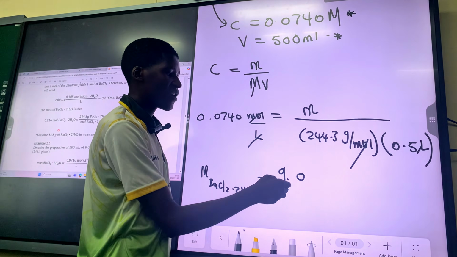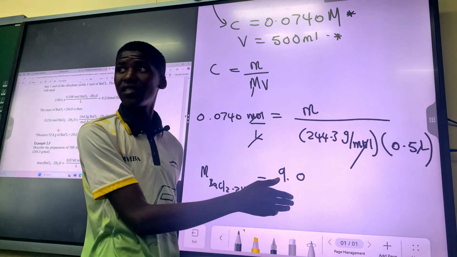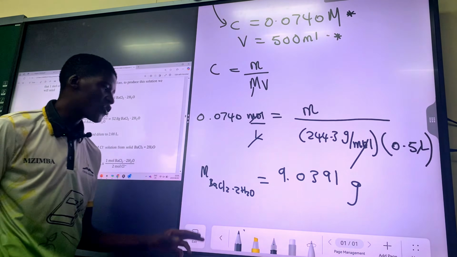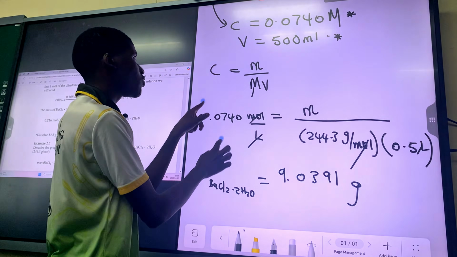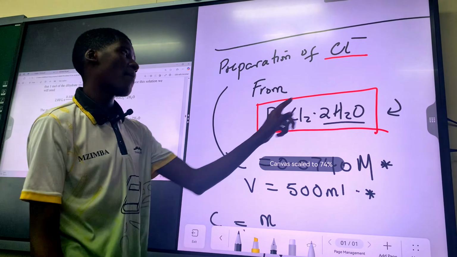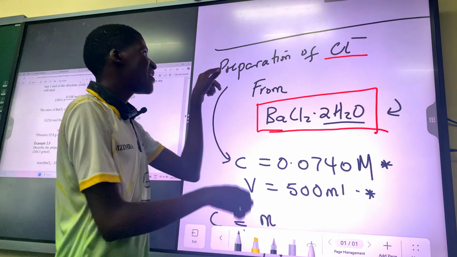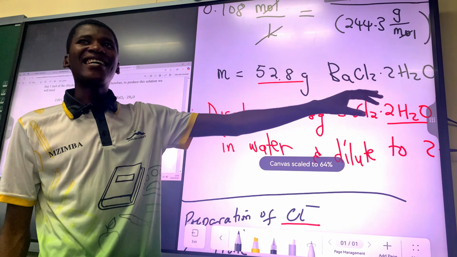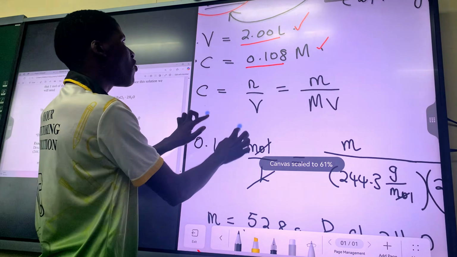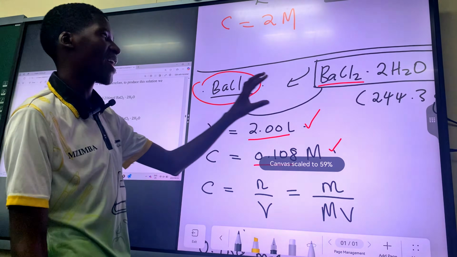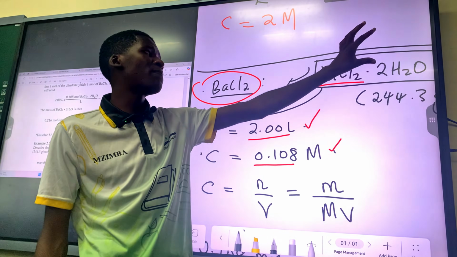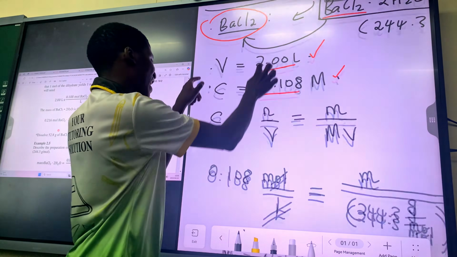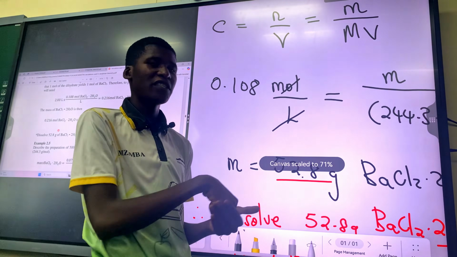9.04. Don't round it off as yet. 9.0391. It's fine. This is grams. But now, we are trying to prepare chloride ions. In the first example, we were trying to prepare barium chloride. If we look at barium chloride in this compound that we are using, how much barium chloride do you have here? We say it is 1. That's why we're just going to take this mass exactly as it is and dissolve it in water.